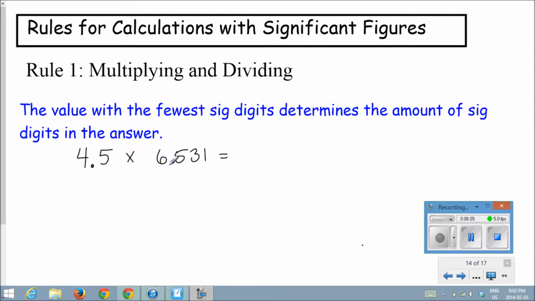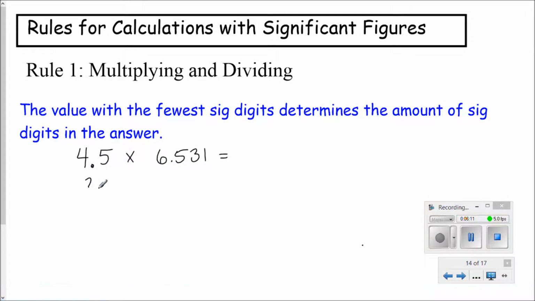In this question, we have two numbers. We have to count the amount of significant digits. Here we have two non-zero numbers, so that has 2. And here we have 4 non-zero numbers, so that is 4 significant digits. So therefore, our answer should have 2 significant digits.